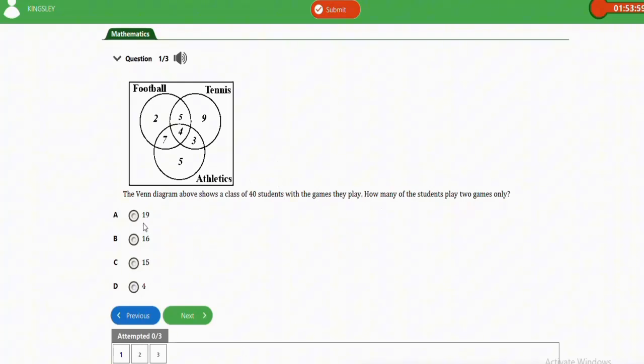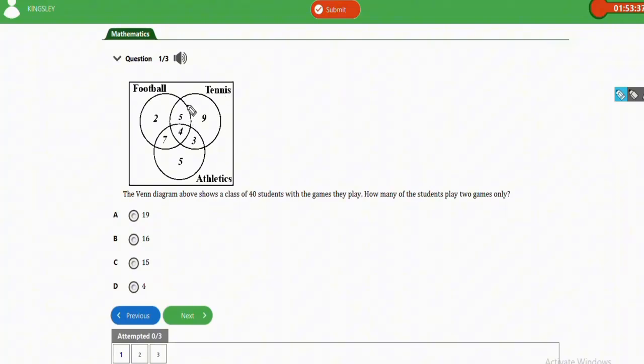The first question I have here says, the Venn diagram above shows a class of 40 students with the games they play. How many of the students play 2 games only? Alright, so from this Venn diagram we have here, it's actually easy to decode the answer to this question.